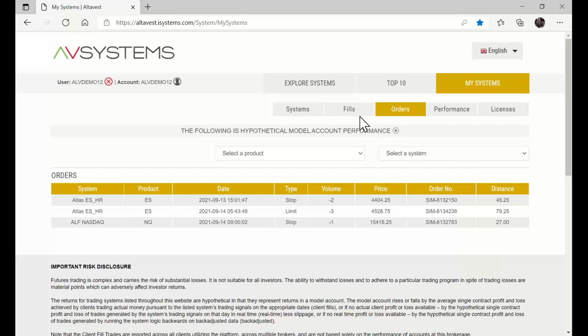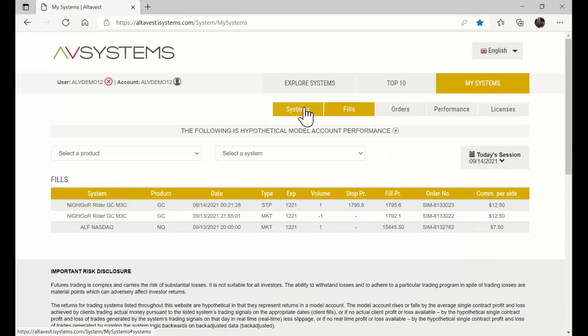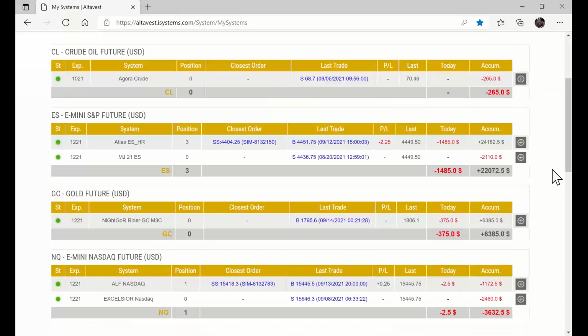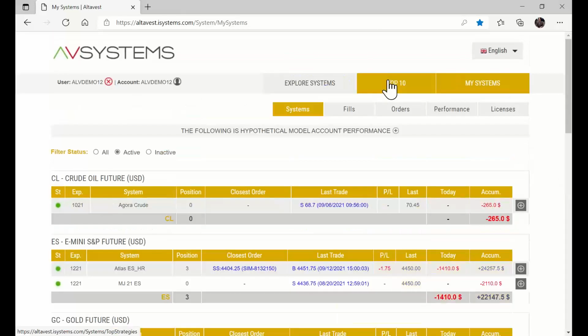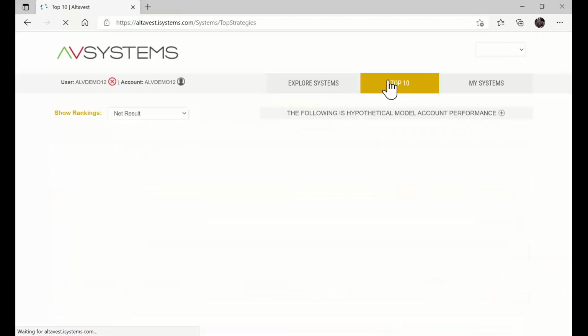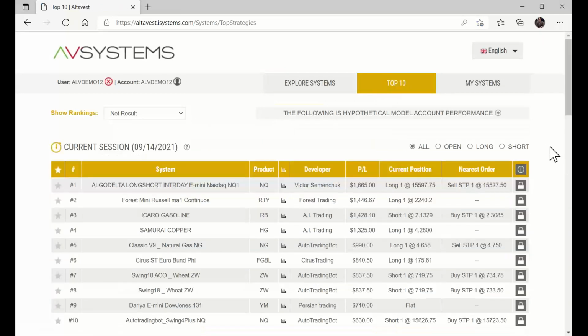It's not hiding it from you, it's showing you. So it's a lot of fun to follow this, and you can see how simple it is to track and monitor. And here's a great page as well, the top 10.